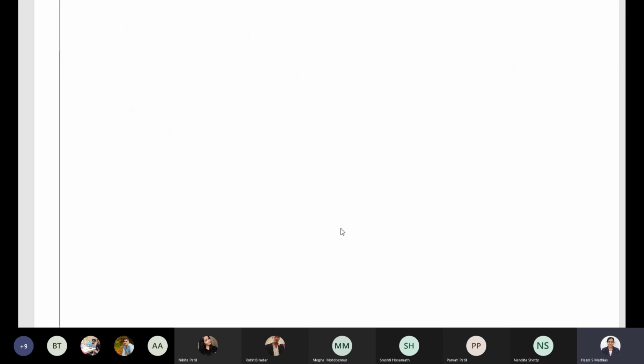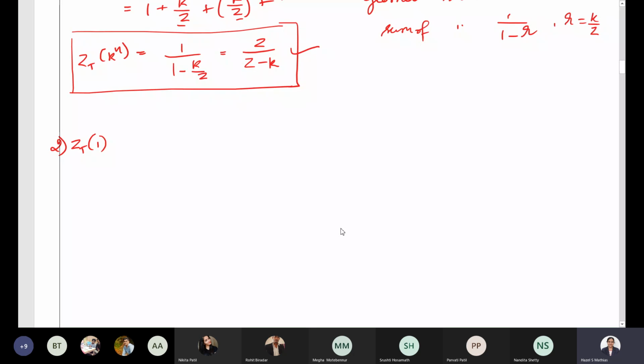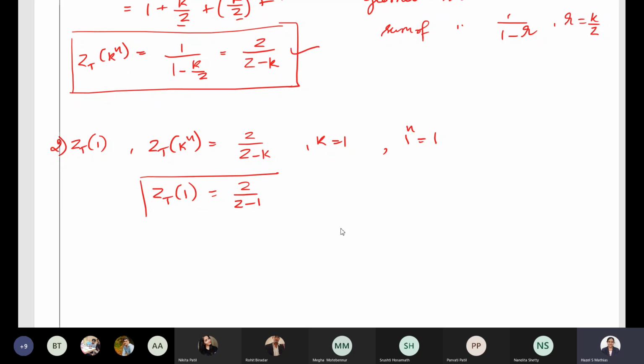Next we will discuss the Z transform of 1. What is the Z transform of 1? Simply, we can put k equal to 1. In the previous one, the Z transform of k power n is equal to z by z minus k. So if we put k equal to 1, what will be 1 power n? 1 power n will be 1. So what will be the Z transform of 1? K is 1, so it is nothing but z by z minus 1. So the Z transform of 1 is z by z minus 1.